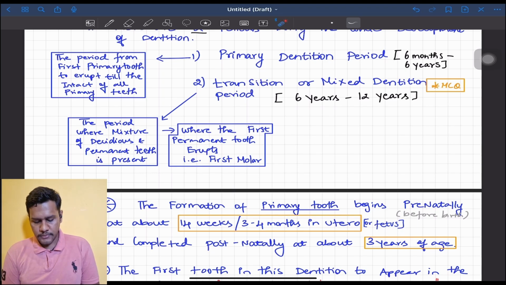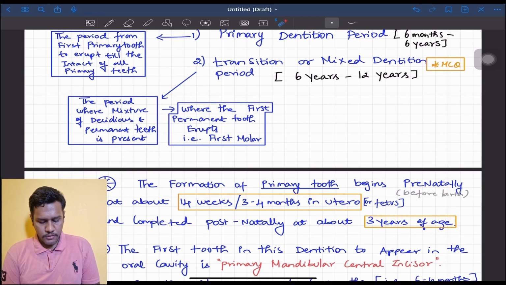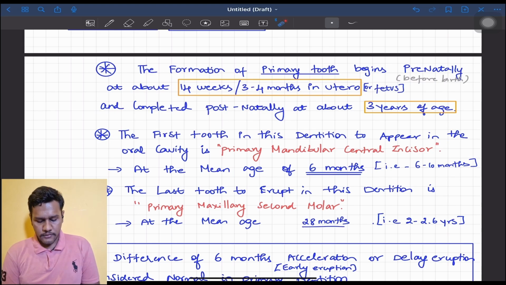So there begins a mixed dentition period. A mixture of deciduous and permanent teeth is present. Let's focus on primary teeth. The formation of primary teeth begins prenatally.